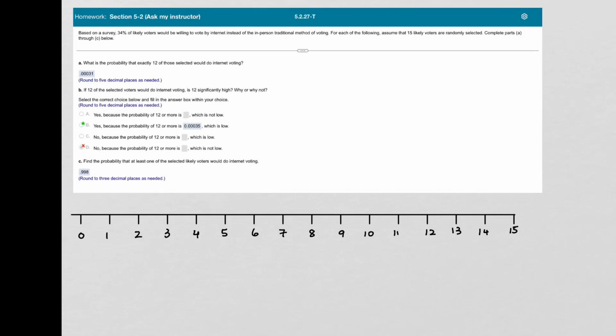In this problem, it says, based on a survey, 34% of likely voters would be willing to vote by internet instead of the in-person traditional method of voting. For each of the following, assume that 15 likely voters are randomly selected, and we're going to start with part A. It says, what is the probability that exactly 12 of those selected would do internet voting? So we're looking for the probability of exactly 12 successes.